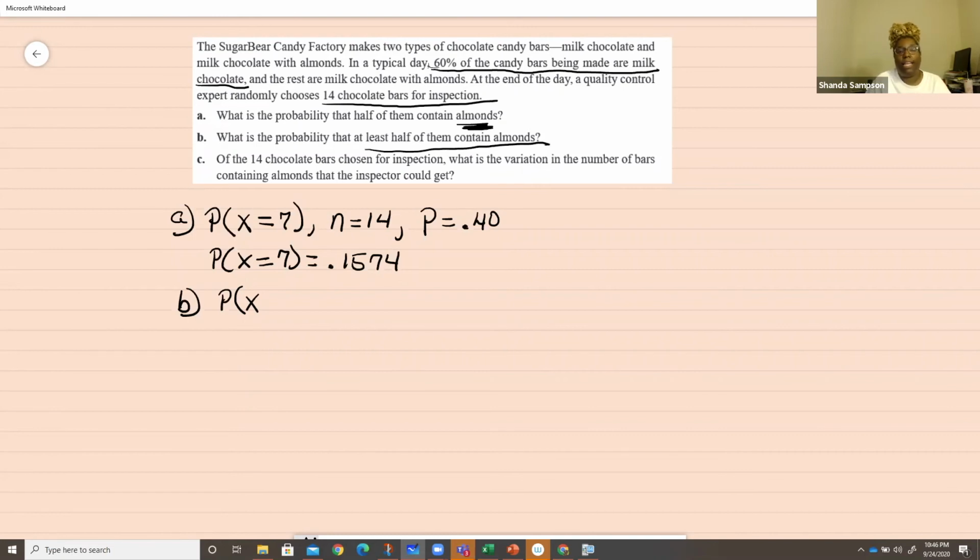What is the probability that at least half of them contain almonds? A lot of times when you say at least, students will put less than. Just think of it like this: if I say give me at least $5, can you give me $4? No, at least means 5 and above. So at least means greater than or equal to that amount.